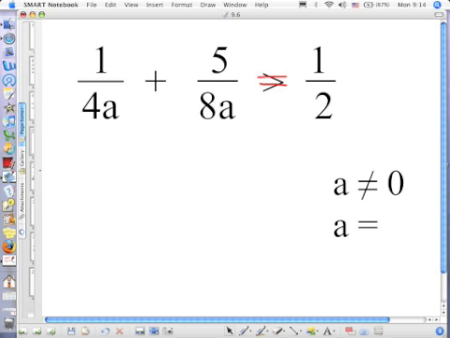All right, if you were going to solve this as an equation, first thing we say is what are our restrictions? A can't equal 0. Next we're going to find out what A does equal. Common denominator is 8A.